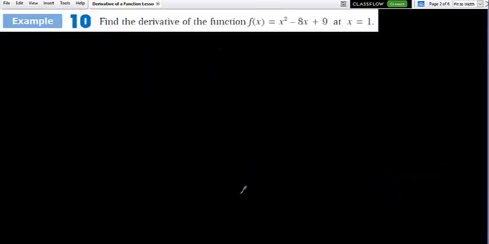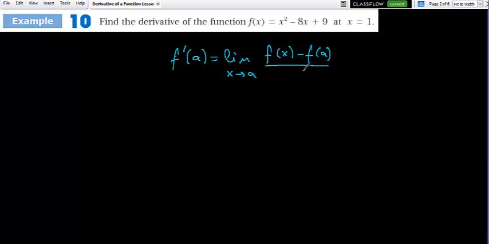Okay, let's solve another function: find the derivative of the function f(x) at x is equal to 1. Here, this is f'(a), and f'(a) is the limit x tends to a of f(x) minus f(a) over x minus a. But there is another method, because we have found this kind of derivative of the function before. We found this by using this method.